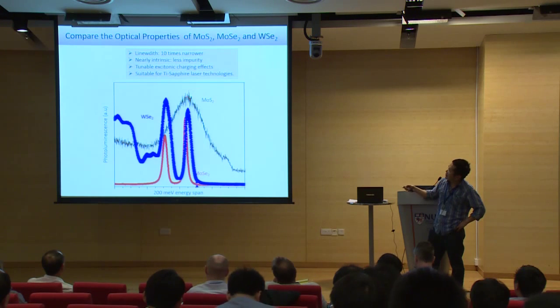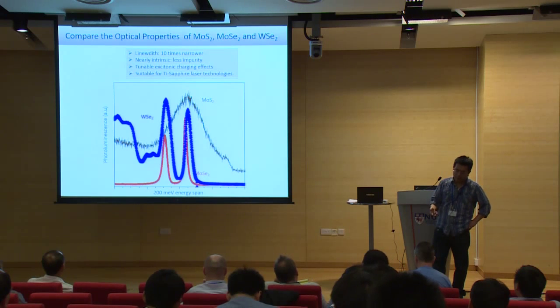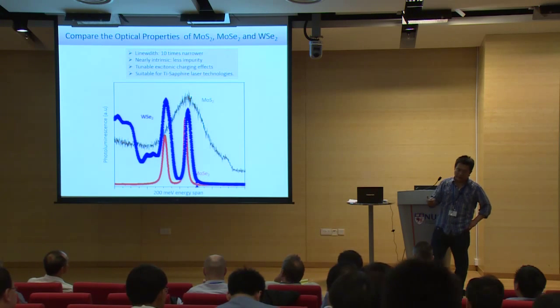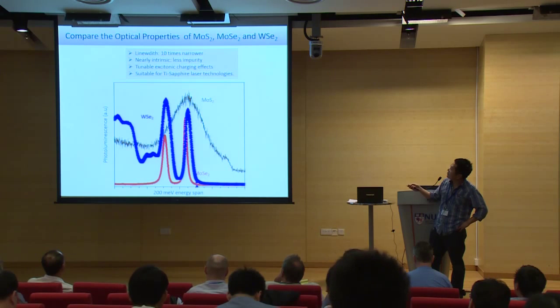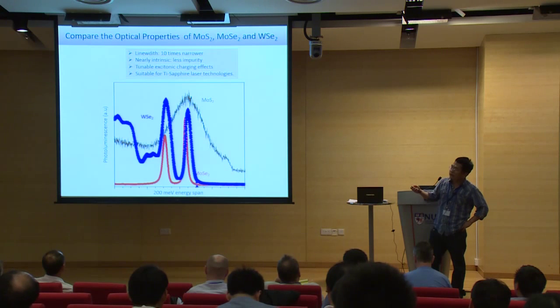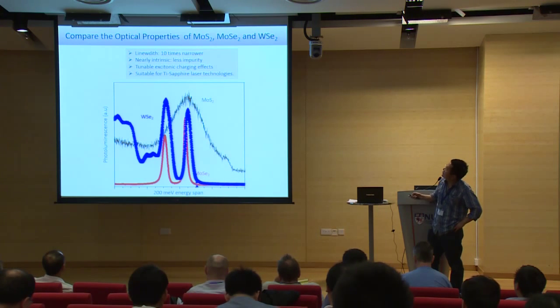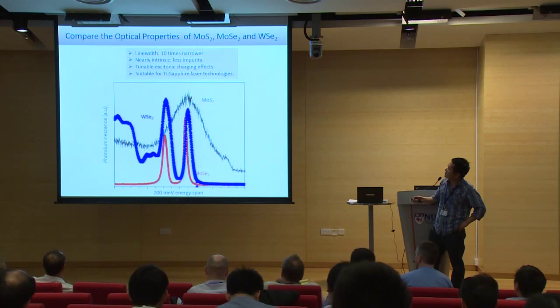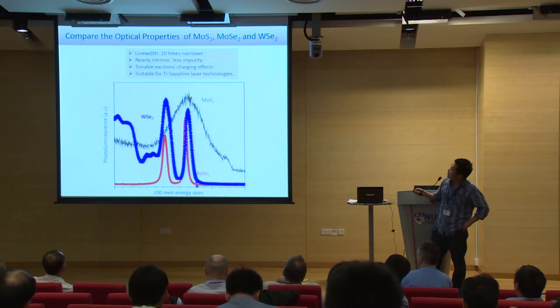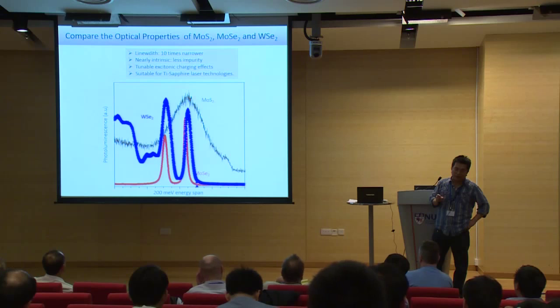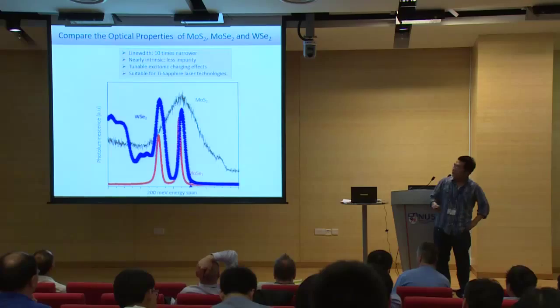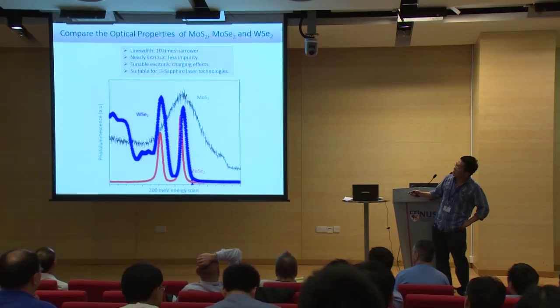And for MoS2, in current samples reported in the literature, there is always initially a negative doping. But for MoSe2 or tungsten diselenide, we start with nearly intrinsic samples, which means fewer impurities. And we show a very clear tunable excitonic charging effect for both MoSe2 and tungsten diselenide. For MoS2, it's hard to do because it's really hard to realize hole doping.